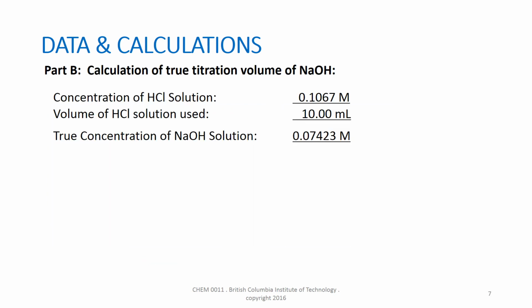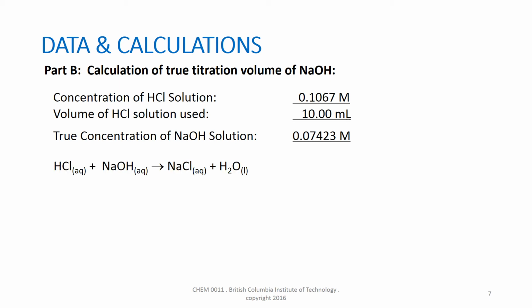From slide 6, the concentration of HCl used in the titration is 0.1067 molar. From slide 3, the volume of HCl used in titration was 10.00 milliliters. The true concentration of NaOH provided by your instructor is 0.07423 molar. Note this concentration in the lab may be significantly different. To calculate the true titration volume of NaOH, the balanced titration reaction is needed.